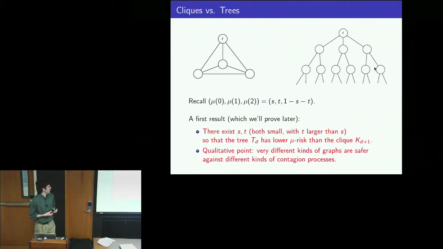Okay, so that came as a surprise to us. And there's a qualitative point here, which we hadn't expected from a model this simple. We were prepared to start extending the model to start seeing this happening, but we didn't think it would already happen here. That with extremely different graph structures, one can be safer than the other, or vice versa, depending on the kind of contagion process you have.